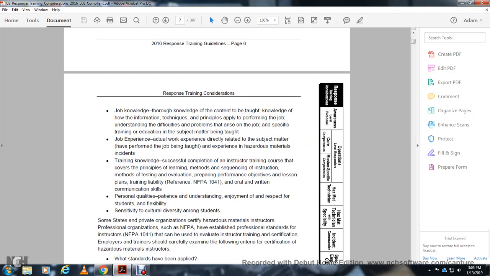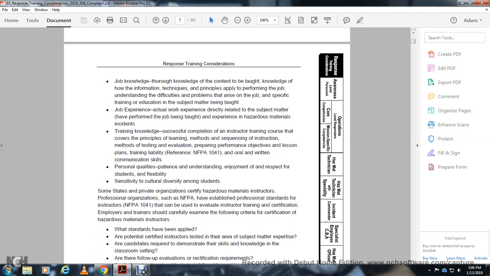Some states and private organizations certify hazardous material instructors. Professional organizations certified by the National Fire Protection Association have established professional standards for instructors, and NFPA 1041 can be used to evaluate the instructor for training certification. Employers and trainers shall carefully examine the following criteria for certification of a hazardous material instructor.